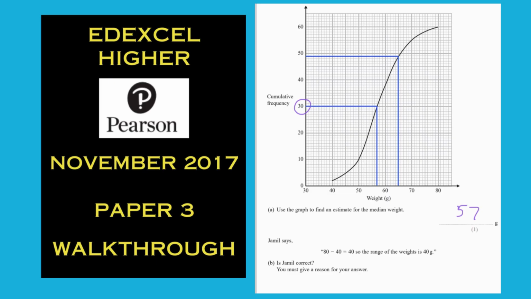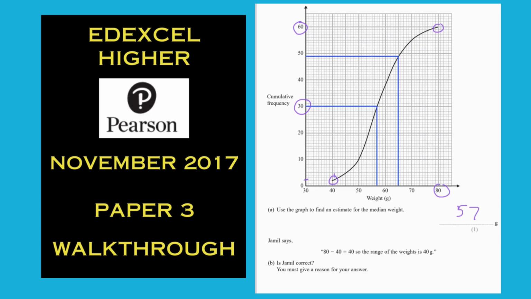Then we've got Jamil saying that the range is 40. Is he correct? Well, he could be correct, but not necessarily. Don't forget the principle that when you plot cumulative frequency, you use the upper class boundaries. So that means there are 60 up to and including 80 grams. But the final one could have been 75 grams. And the smallest, if you take it down the other way, the smallest is just in that group. There are 2, because that's where the graph starts.